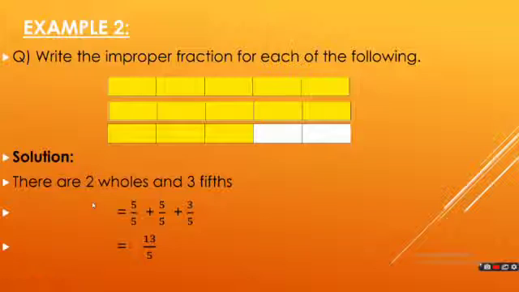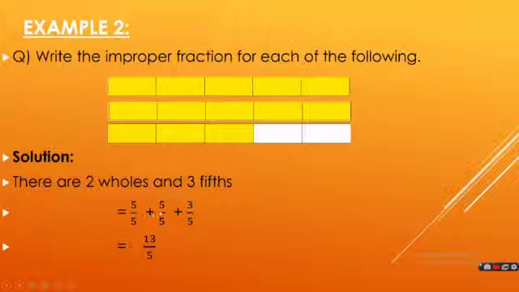Example number 2: write the improper fraction for each of the following. Solution: there are 2 wholes and 3 fifths. For the improper fraction, first we will find the fraction of these 3 shapes. The fraction of the first shape: 1, 2, 3, 4, 5, so 5 parts are shaded out of 5. So the fraction will be 5 by 5.